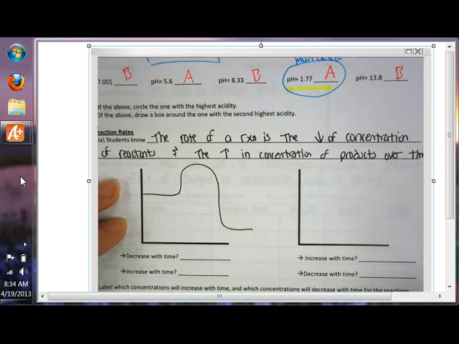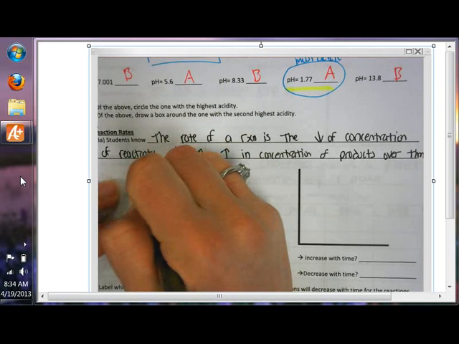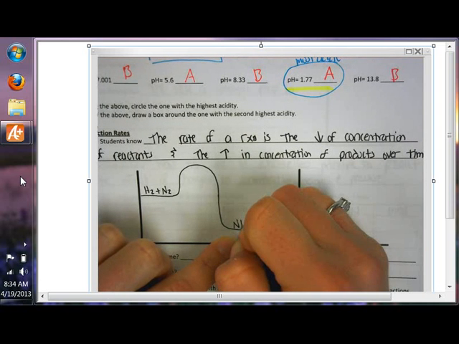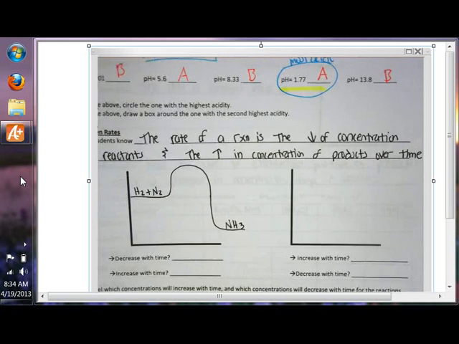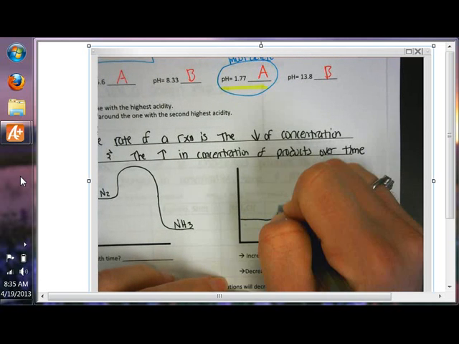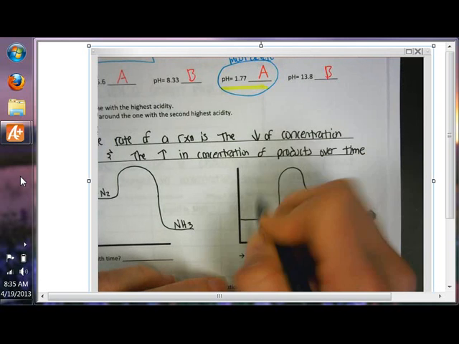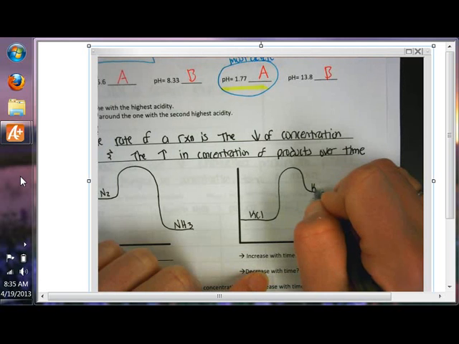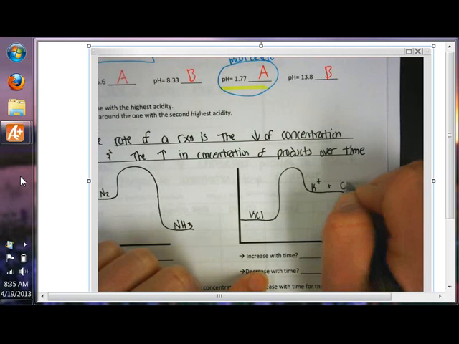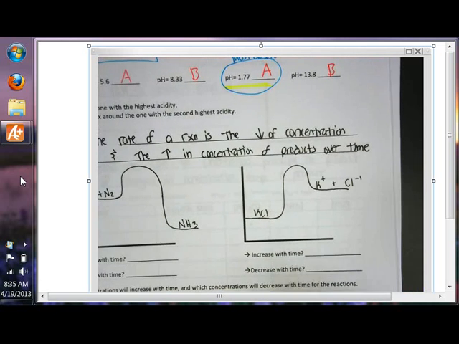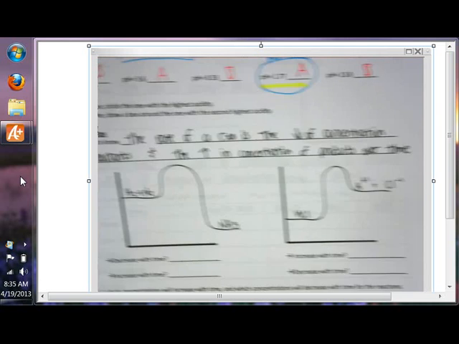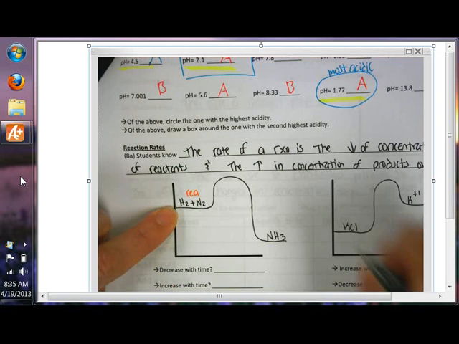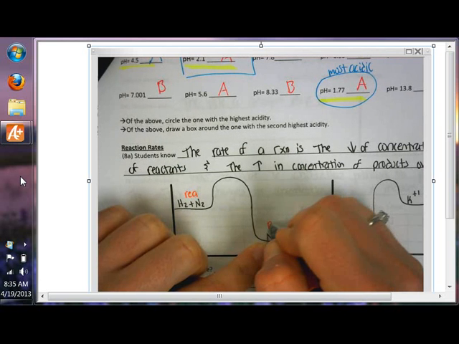So there's graph number 1, and I'm going to say that this is H2 and N2, and that at the end I have NH3. And then I'm going to draw in my second graph, and we're going to say that KCl is at the beginning, and then we're going to have K plus and Cl minus at the end. Okay. So first, I'm going to go ahead and label that this is my reactant right here, and this is my products right here.